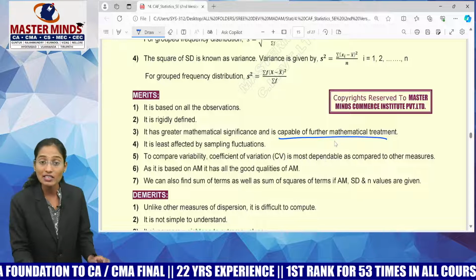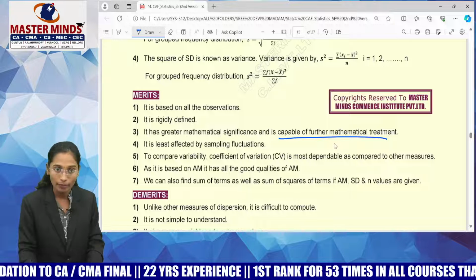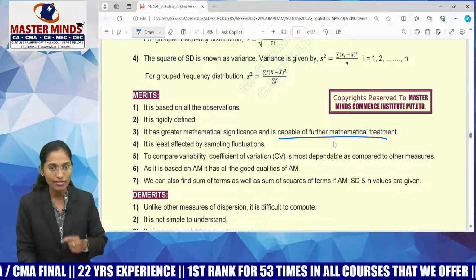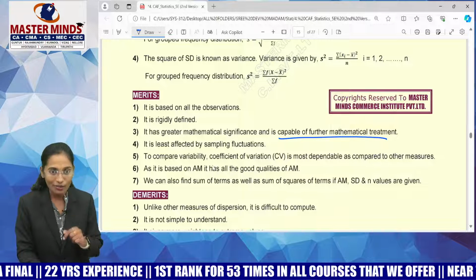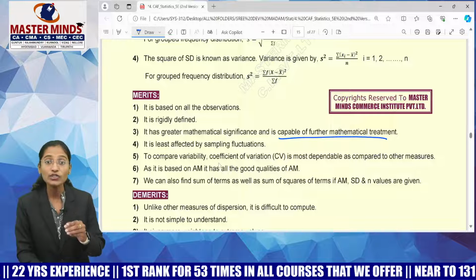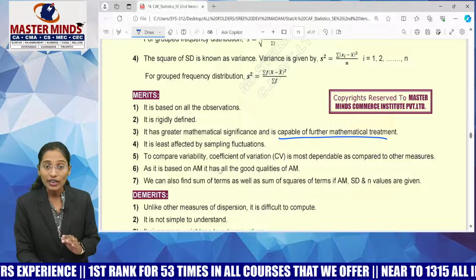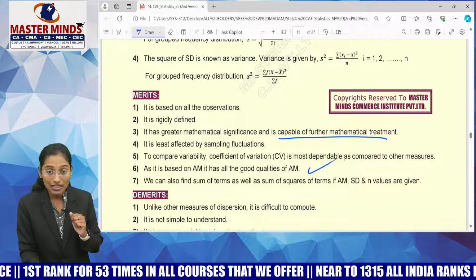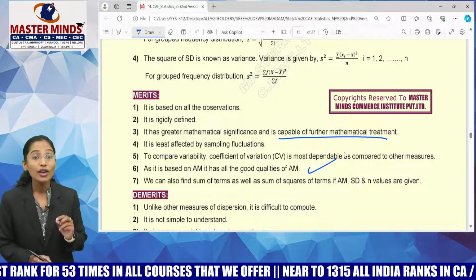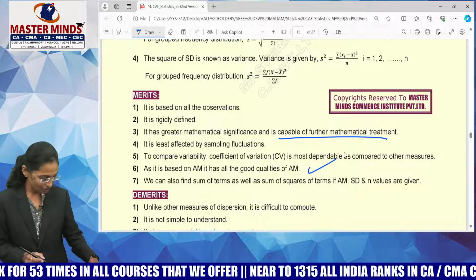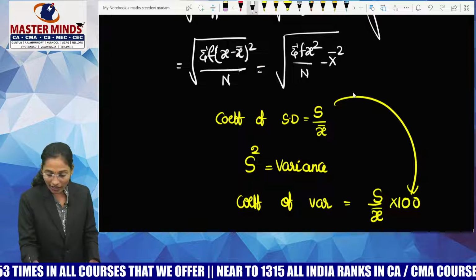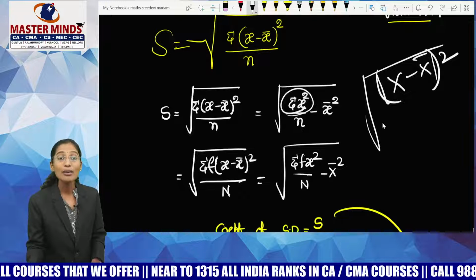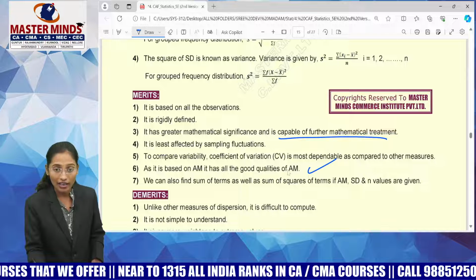So I can say that it is capable of further algebraic treatment. As you all know, arithmetic mean is least affected by sampling fluctuations. The same thing is there. To compare variability, just now I told you, coefficient of variation is the best measure. No. Next, as it is based upon arithmetic mean, it has all the good qualities of arithmetic mean. That's what I'm telling you. Next, by using standard deviation, if you want, you can calculate the sum of squares of numbers. Summation x square also can be calculated.